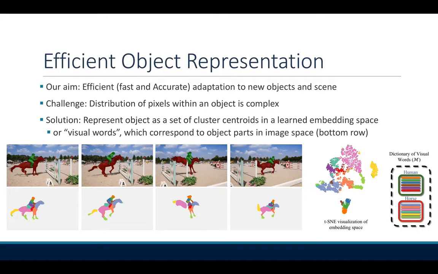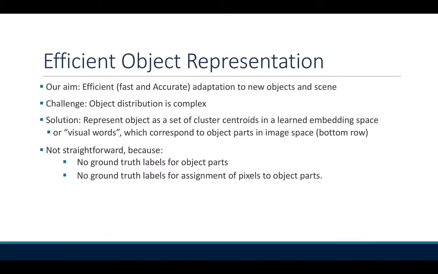The use of visual words enables more robust matching, as can be seen in the top row, because although an object as a whole may be subject to occlusions, deformations, viewpoint changes, or disappearing and reappearing, the appearance of some of its more local parts may stay consistent. But doing this is not straightforward because ground truth labels are not available for object parts, and the ground truth labels for assignment of pixels to object parts are also not available. Let us see how we deal with this problem.